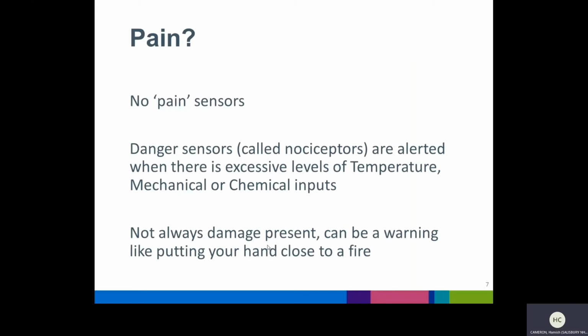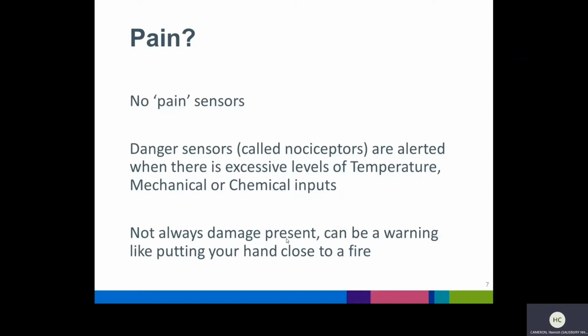So in our body, we don't actually have what we might think of as pain sensors. We do, however, have danger sensors, and there's a subtle difference. Danger sensors, the technical term for those would be called nociceptors, are alerted and set off when there's excessive levels of temperature or mechanical or chemical inputs. So we're going to fire off those sensors in response to the fact that there may be high levels of either chemical or temperature or mechanical inputs.